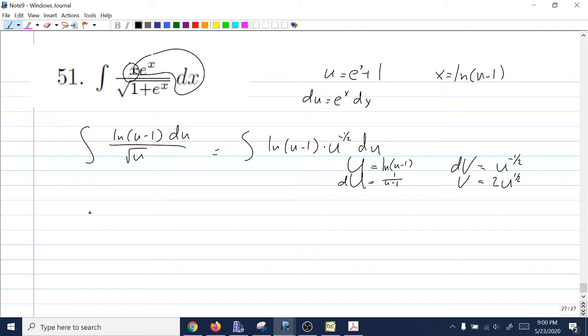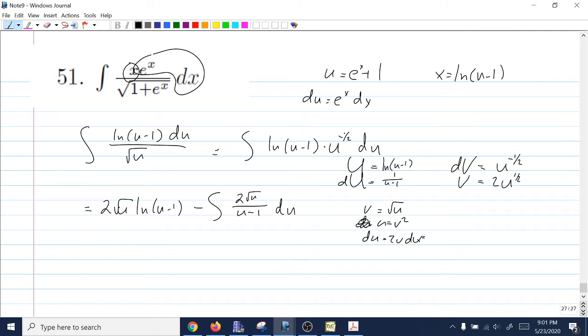This becomes uv is 2 root u natural log u minus 1 minus the integral of v du is 2 root u over u minus 1. Still gross. I guess I want to try a substitution to get rid of the square root. I'll let v equal root u. So u is v squared. So du is 2v dv.